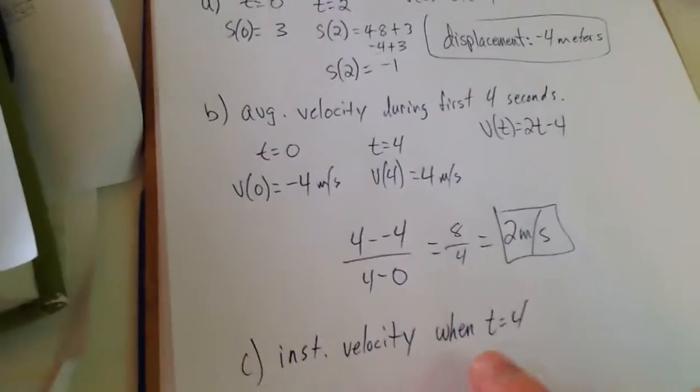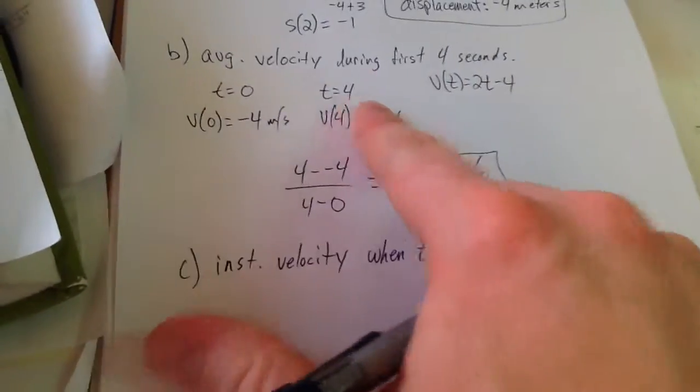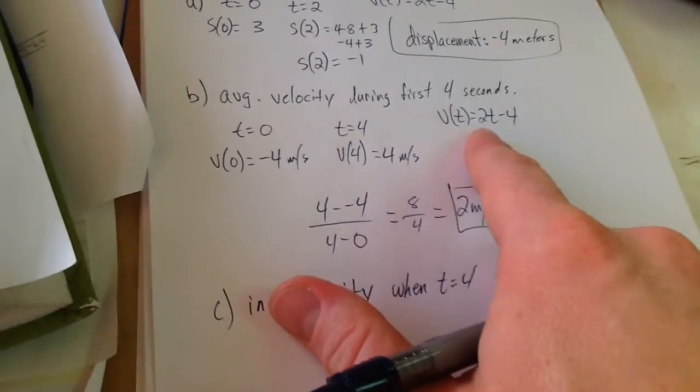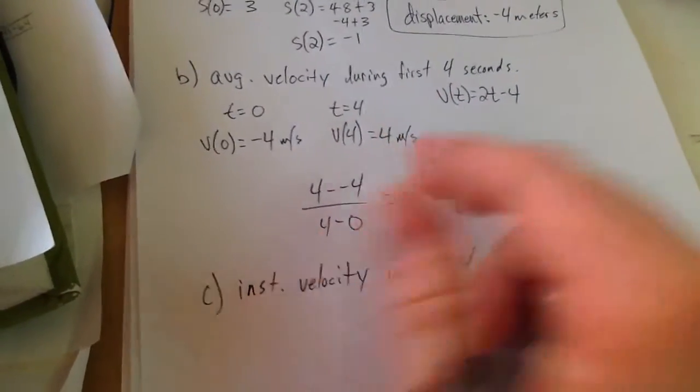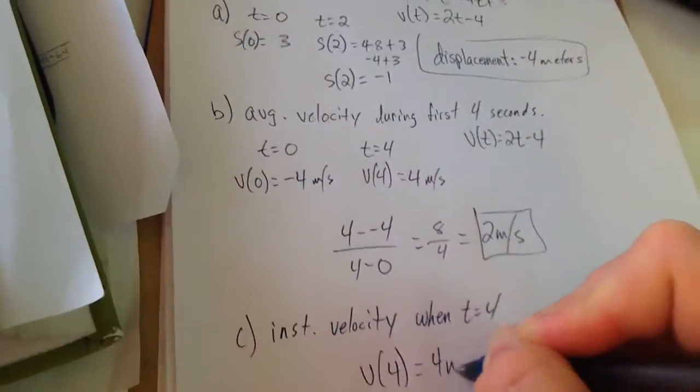So we just want to know, what is the velocity at 4 seconds? Well, we just did that. We got our velocity function, we plugged in 4 for t, and we got 4 meters per second. That's the answer. At 4 seconds, it's going 4 meters per second.